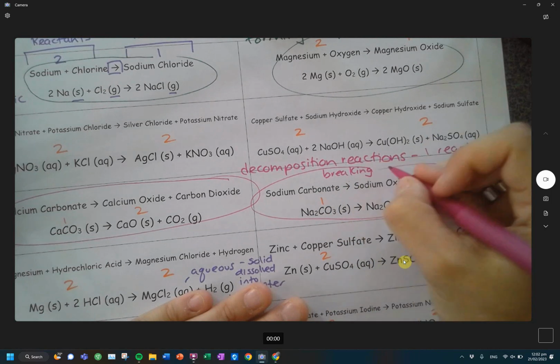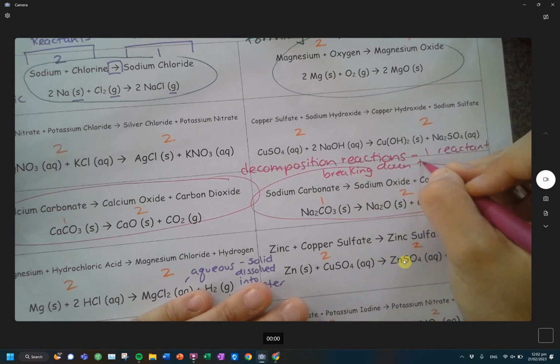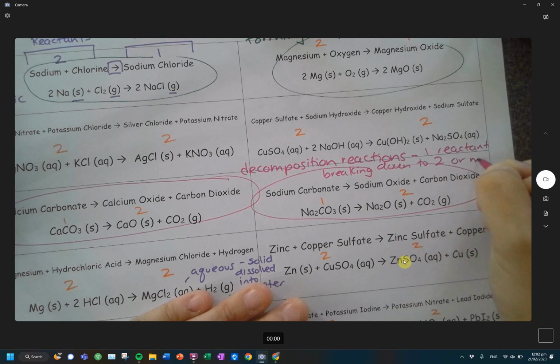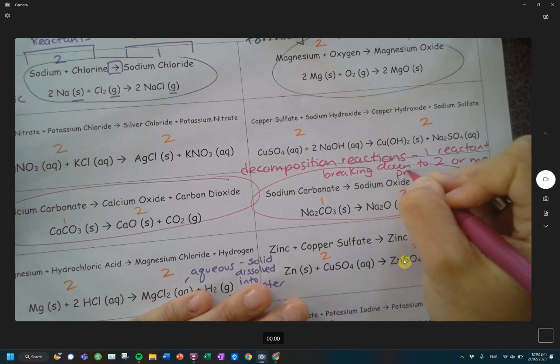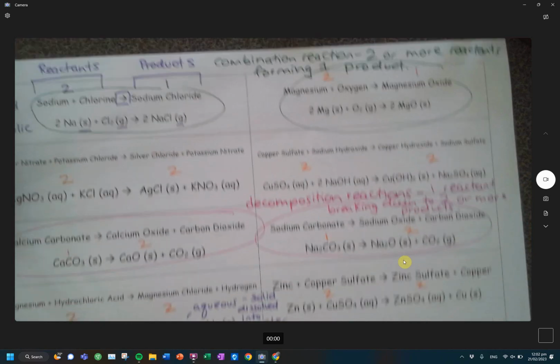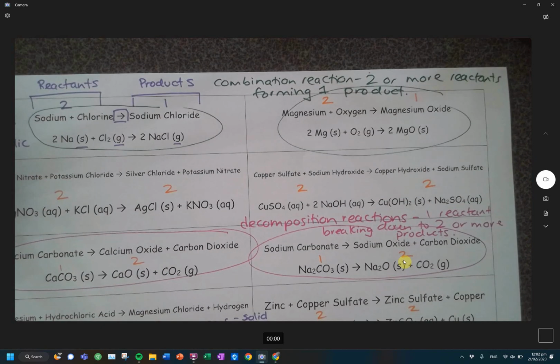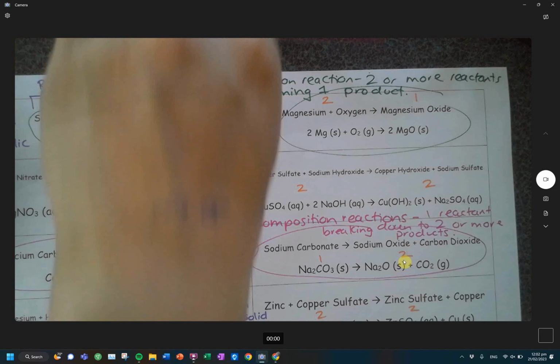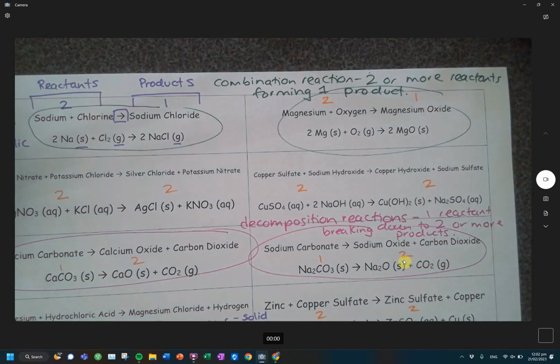One reactant breaking down to 2 or more products. All right, I'll leave that up so you guys can get that written down. You can either write it down on your piece of paper or you can write it down in your notebook.